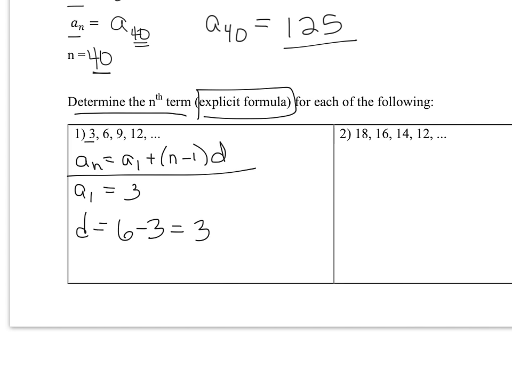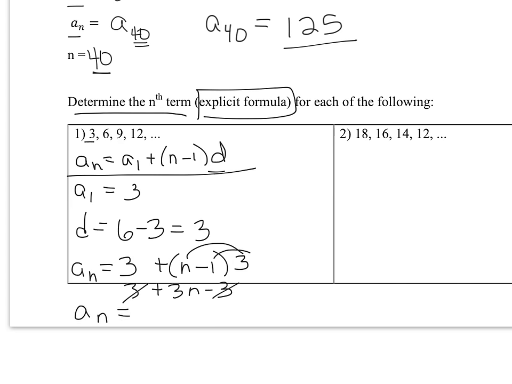Okay, so a sub 1 is 3, so a sub n equals 3 plus, and I don't know what n is, so it's got to stay n, times d, the common difference. Distribute that in. You can write the 3 on the other side if you want, plus 3n minus 3. So these cancel out. a sub n is 3n. So no matter what, if I want the 500th term of the sequence, I would plug 500 in here, and it would be 1,500 in this particular case. Okay, that's the explicit formula. No matter what term you want, you can now find it.